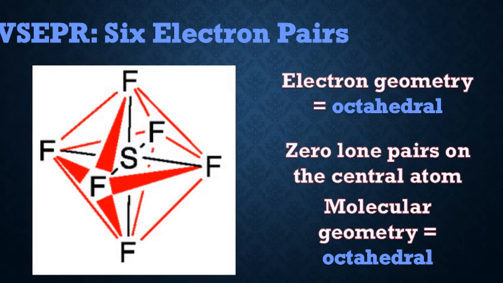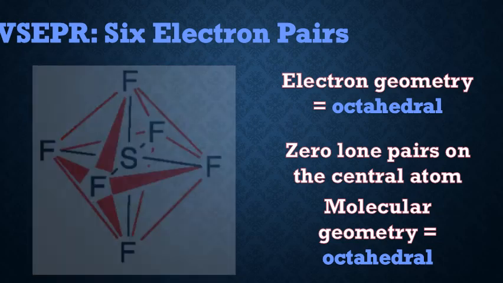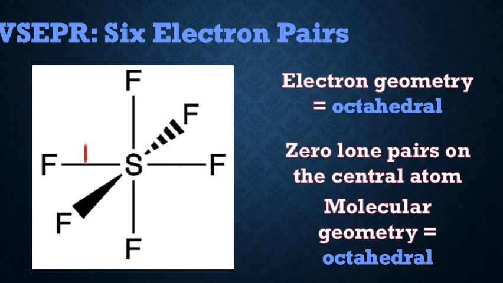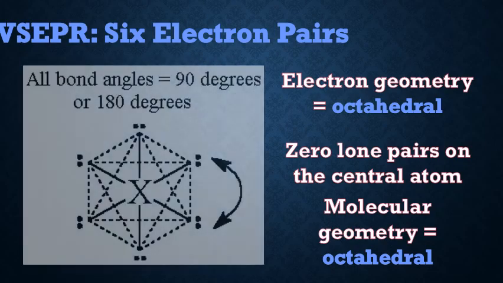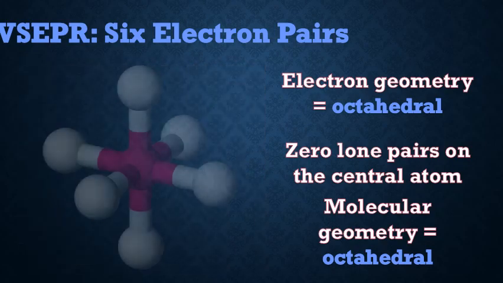This is a classic example of an octahedral structure. Sulfur, let's see, 1, 2, 3, 4, 5, 6, yep, thought so. Sulfur hexafluoride. Here is a more simplified example of the structure.